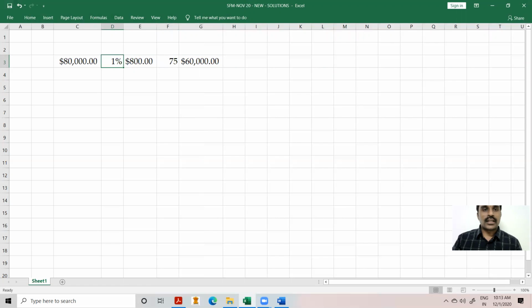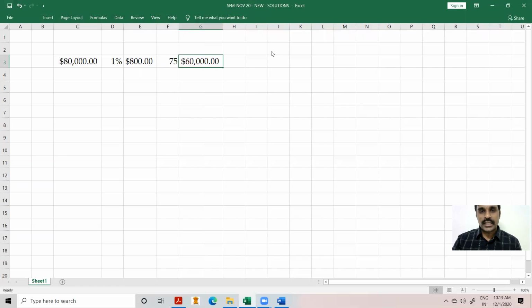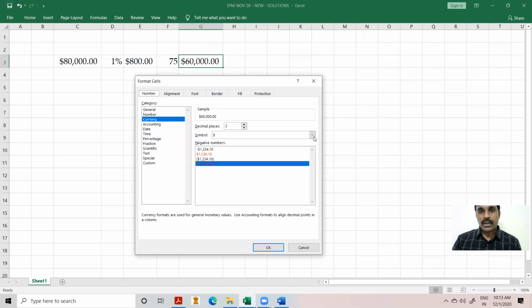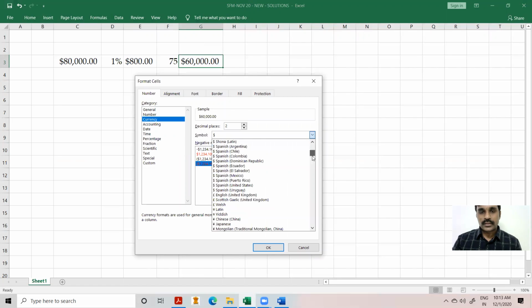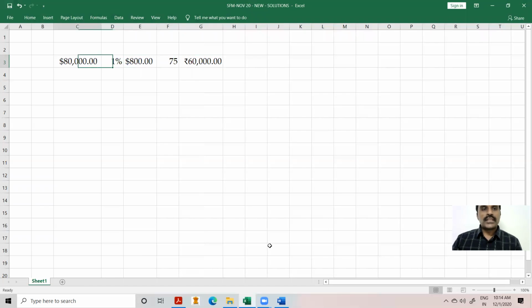This is the correct answer. Upfront premium will be 60,000 rupees. This is the correct calculation. Now I'll show you what is the wrong calculation.